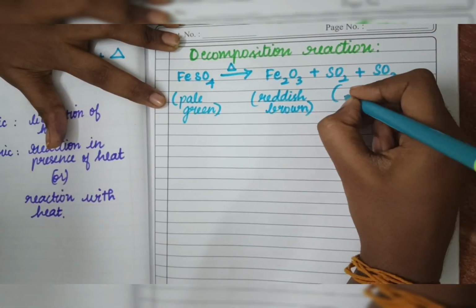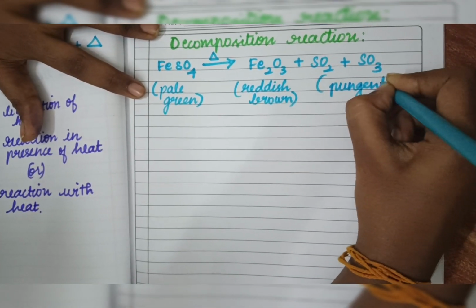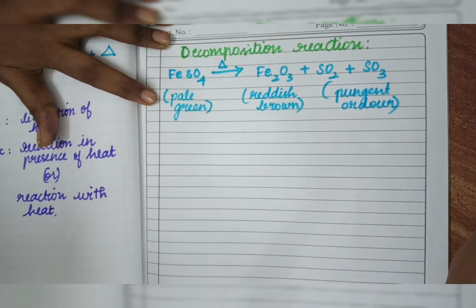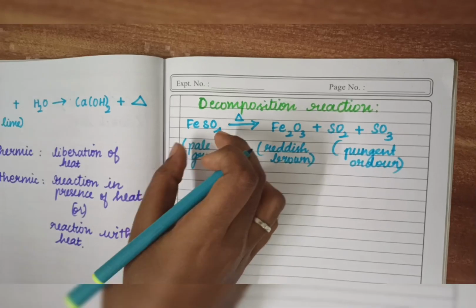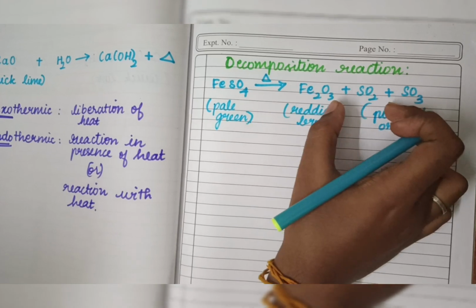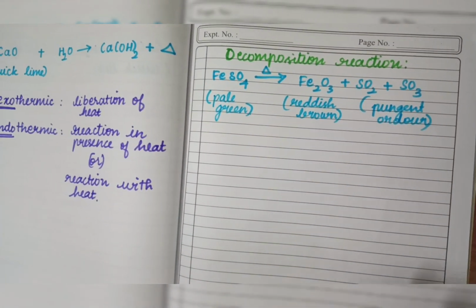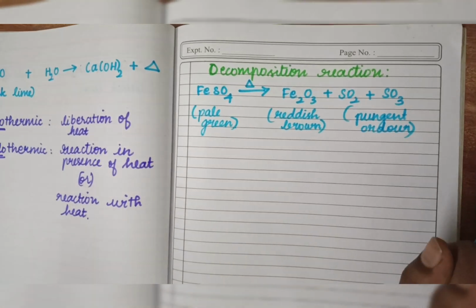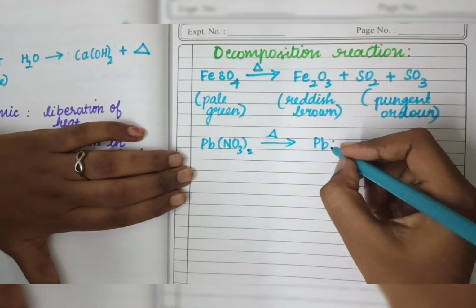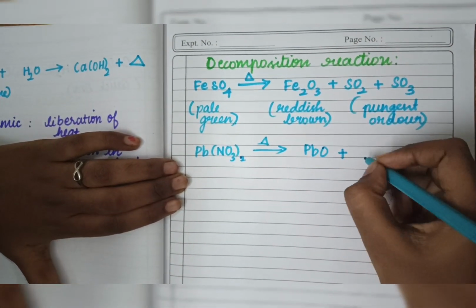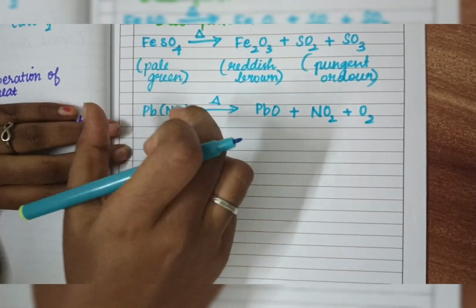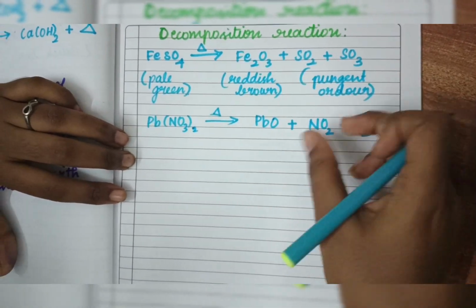When it is heated, it gives reddish brown ferric oxide, and a pungent odor is produced by sulfur dioxide and sulfur trioxide gas. Remember, when ferrous sulfate is heated, it gives ferric oxide, sulfur dioxide and sulfur trioxide gas, which produce a pungent odor. Let's see another example. When lead nitrate is heated, we get lead oxide, nitrogen dioxide and oxygen. There is only a single reactant while the products are many.